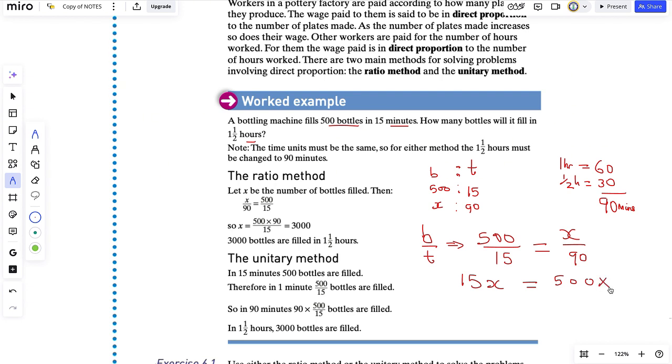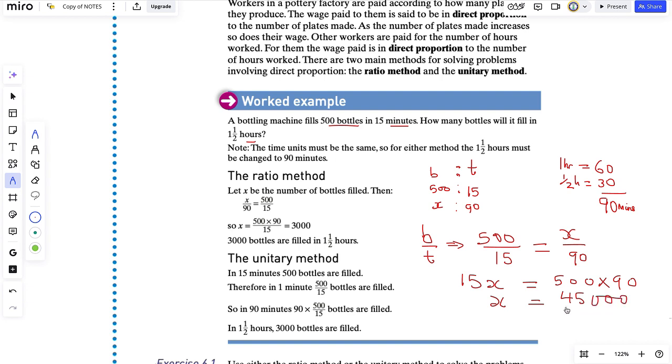And 500 times 90, to do it without a calculator, you just say 9 times 5, 45. Then you add these 3 zeros. So you get 45,000, right? So x will be 45,000 divided by 15. So make x the subject. You say x equals 45,000 divided by 15.